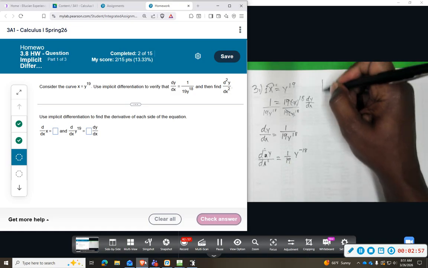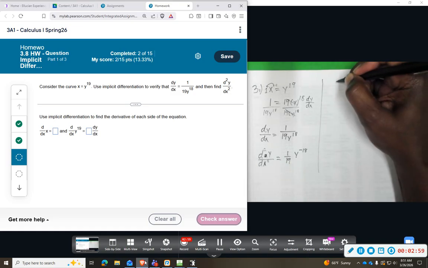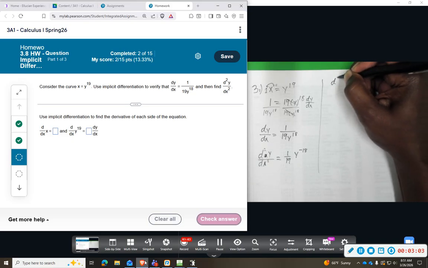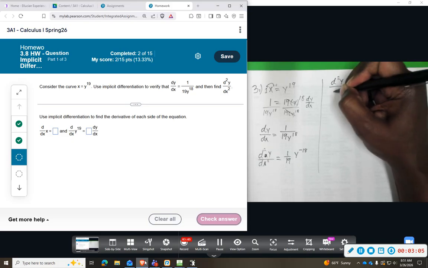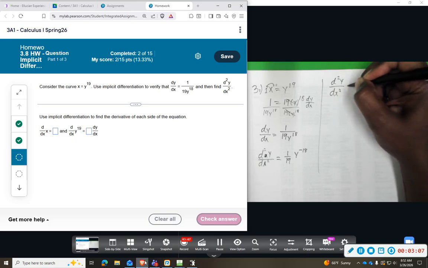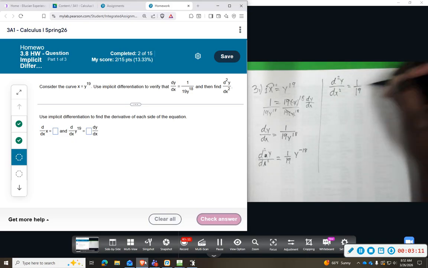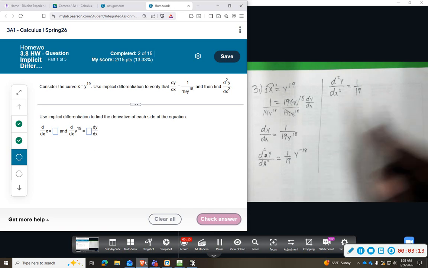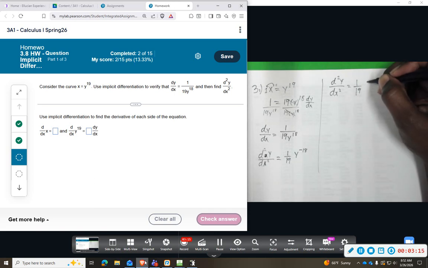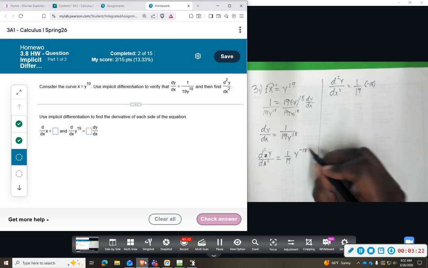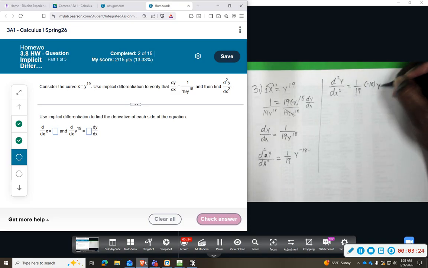I'm now going to do the second derivative. So I'm going to start a new column, d squared y over dx squared. Starting with the 1 over 19, I'm going to do the power rule. So I'm going to multiply, this is going to give me times a negative 18, and then I'm going to subtract 1. So negative 18 minus 1 will give me a y to the negative 19th power.